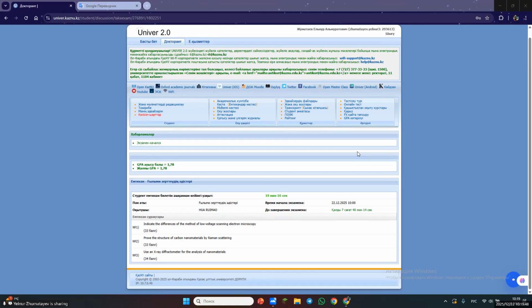And this method has minimal beam damage. When we use a lower electron energy, we can reduce the radiation damage to our material. Okay.